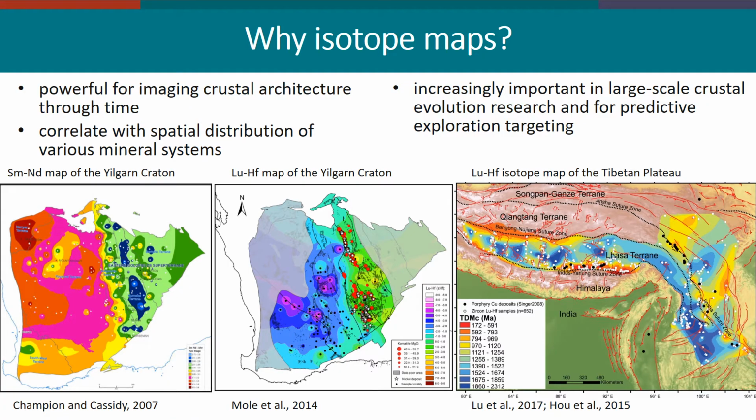Isotope maps are spatial visualizations of extensive isotope datasets, such as samarium-neodymium and lutetium-hafnium isotopes. Such maps have been demonstrated to be powerful in imaging crustal architecture through time and show striking correlations with the spatial distribution of various mineral systems, from Archean cratons such as the Yilgarn craton to Cenozoic orogens such as the Tibetan Plateau. Therefore, isotope maps play an increasingly important role in large-scale crustal evolution research and predictive exploration targeting.